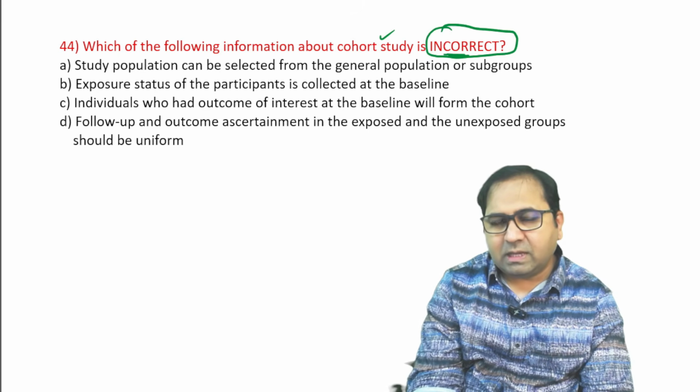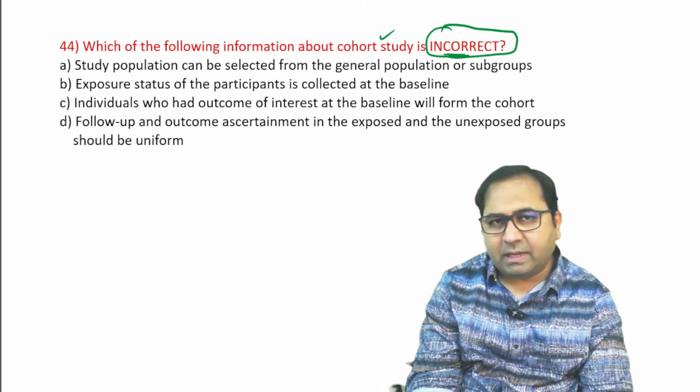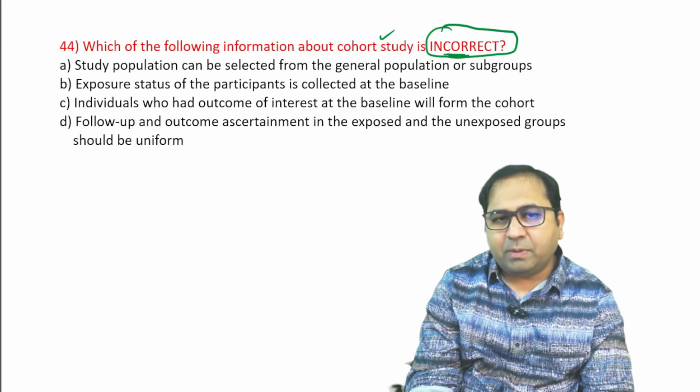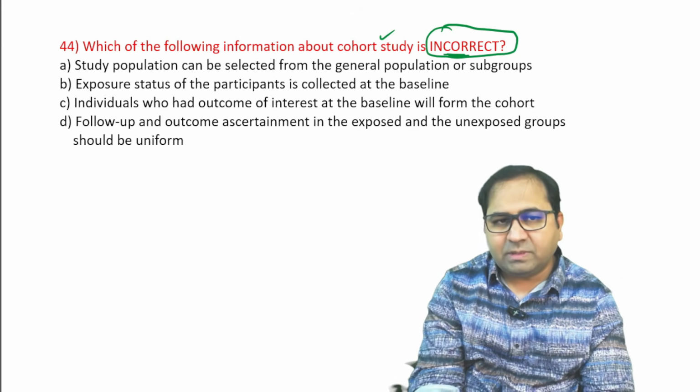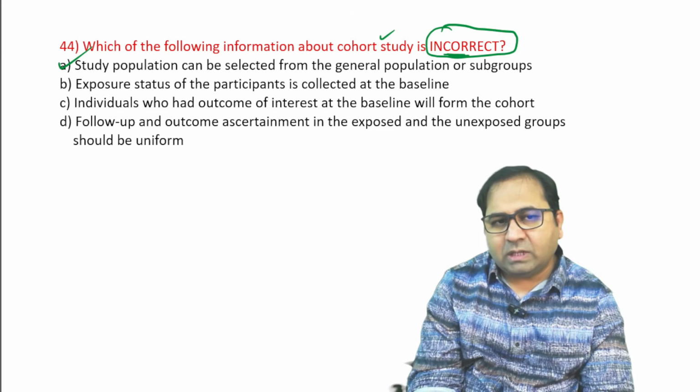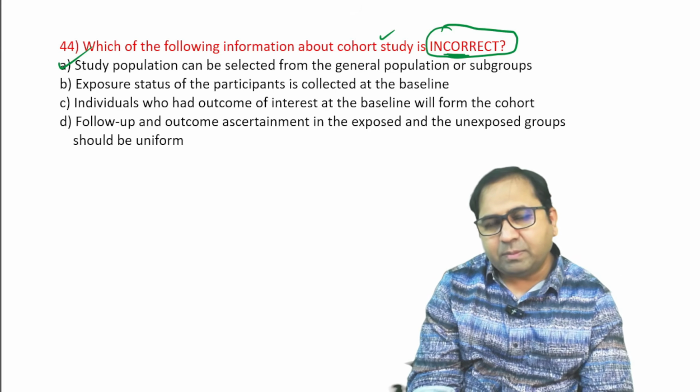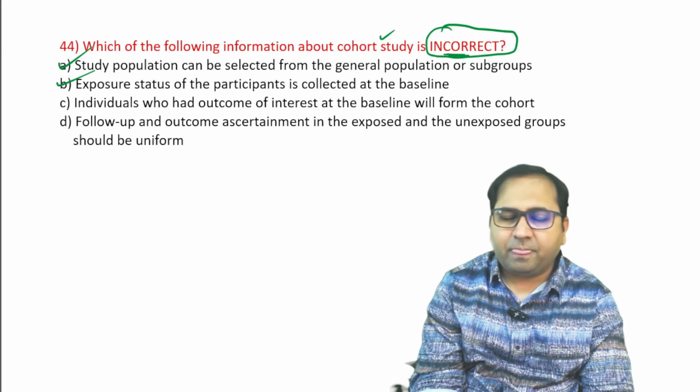That is, 3 statements are correct and 1 is wrong. Let us see the statements again. Study population can be selected from general population or subgroups. Yes, definitely correct. Exposure status of the participants is collected at the baseline. Yes, even this is correct.